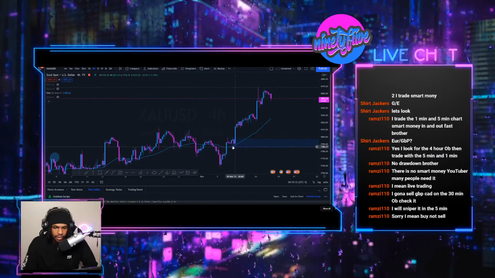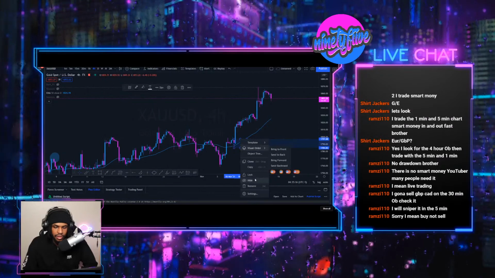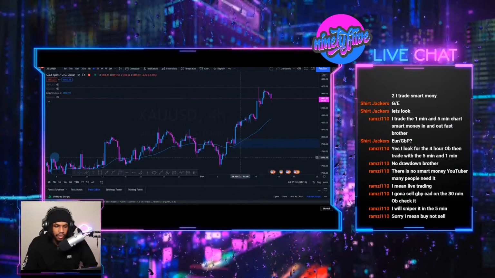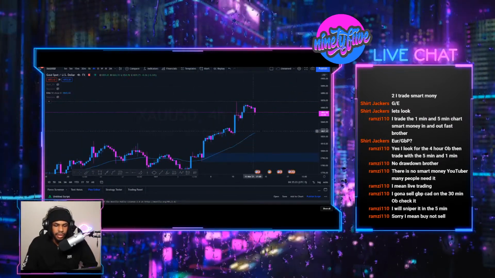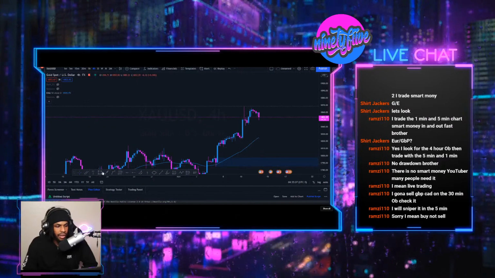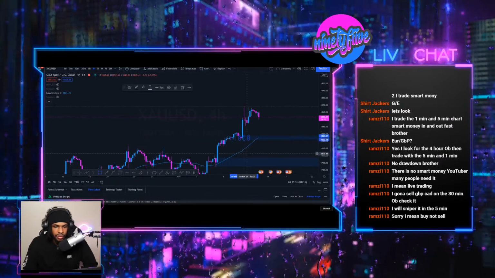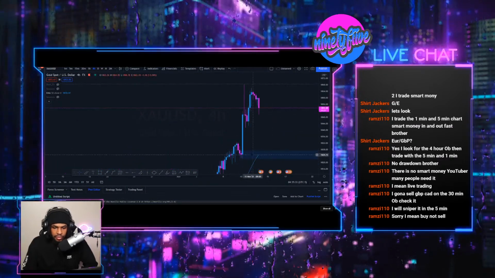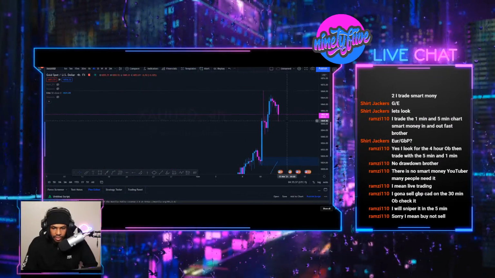Include that wick for sure, because that's where price went. The wick just shows that price moved away from the area even faster. So that's what I like to see in my order blocks. This is a solid order block. I'll trade that in all honesty. Since we're on the 4 hour, it's pretty small. It's almost the size of a 1 hour order block, but that's good to me.